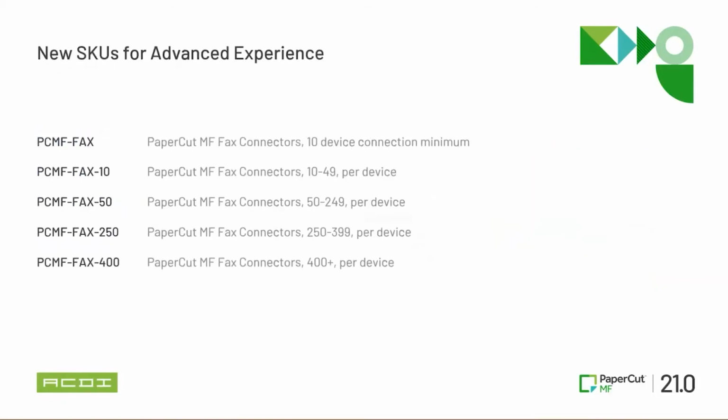Now, this next slide, Mark, do you want to expand on this about the SKUs? Yeah, Ryan, thank you very much. So we will have a new price book that's coming out for everyone that kind of details the new SKUs associated with the fax integrations. As you'll see, they'll be broken up into 5 different bundles. There is a minimum of 10 devices that will be required. So if you have 8, you'll just buy the 10 device minimum initial bundle.